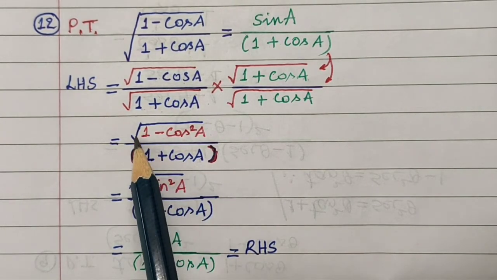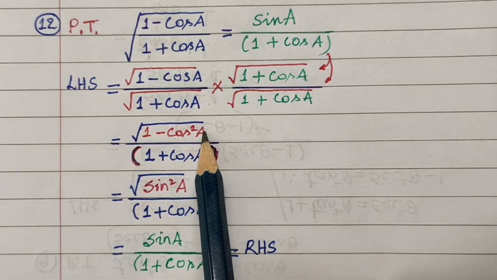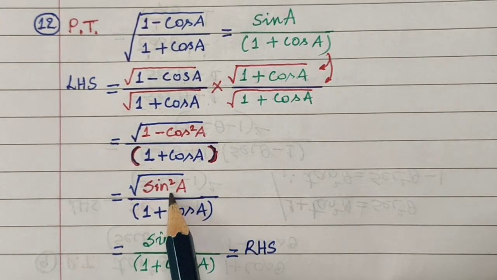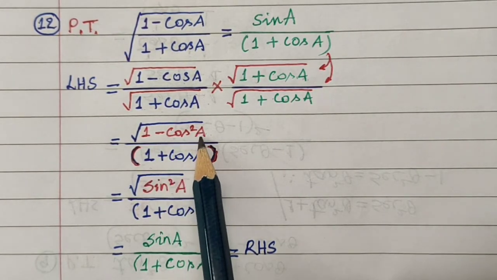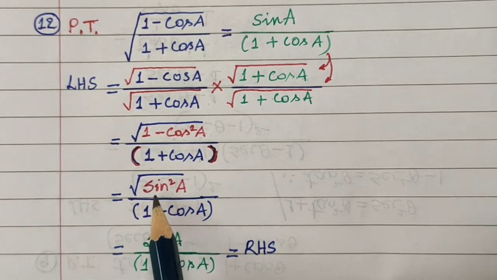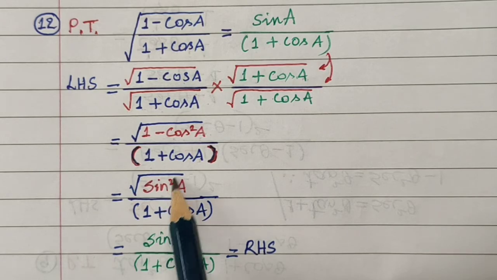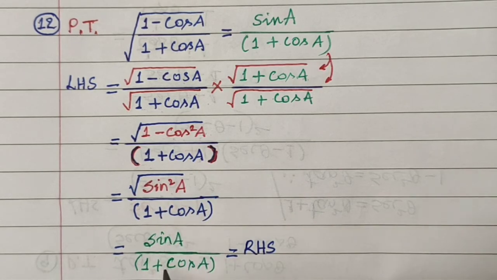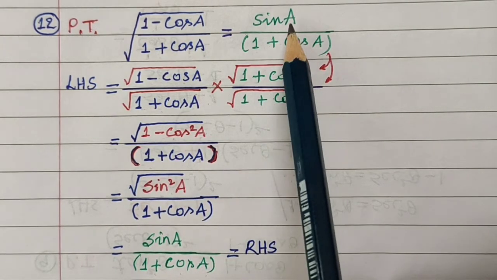Under the root sign we have 1 minus cos square A in the numerator, that can be written as sin square A, because 1 is equal to sin square A plus cos square A. So 1 minus cos square A has become sin square A. To remove this sin square, we can eliminate the square. Sin A divided by 1 plus cos A, that is equal to RHS.